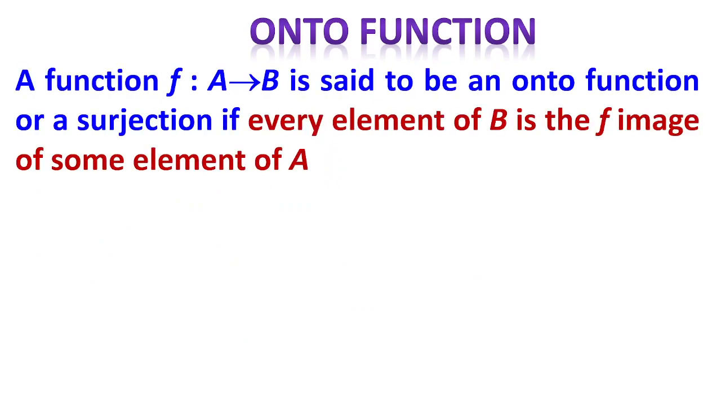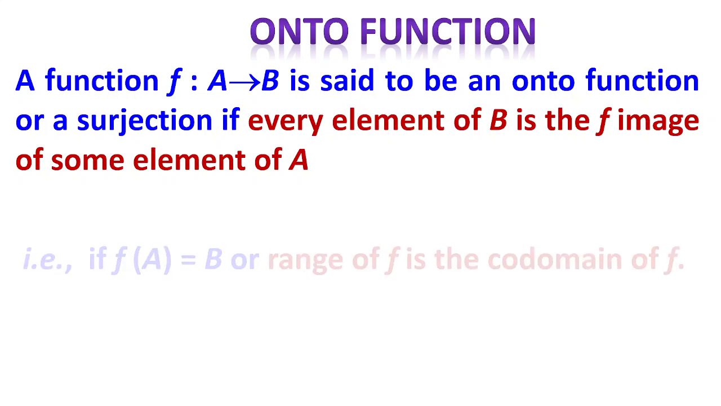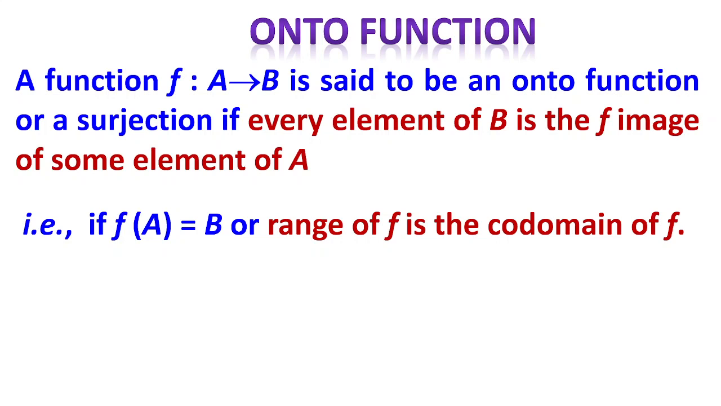Well, now let us go to onto. It is said to be onto, or a surjection, or surjective, if every element of B is the image of some element of A; no element in B is left out. We have already seen that in the codomain, the set of all images is called the range. In an onto function, the range will be equal to the codomain. The total range will be the codomain. That is, f of A is equal to B, or the range of f is the codomain of f.